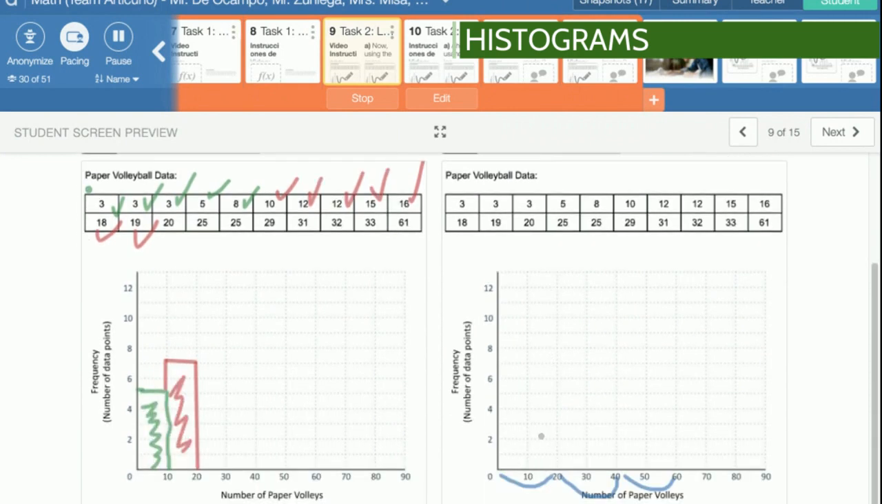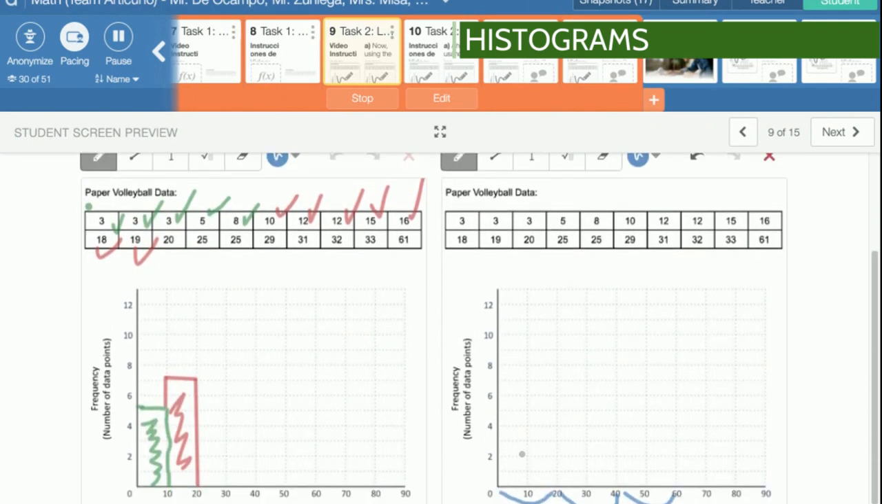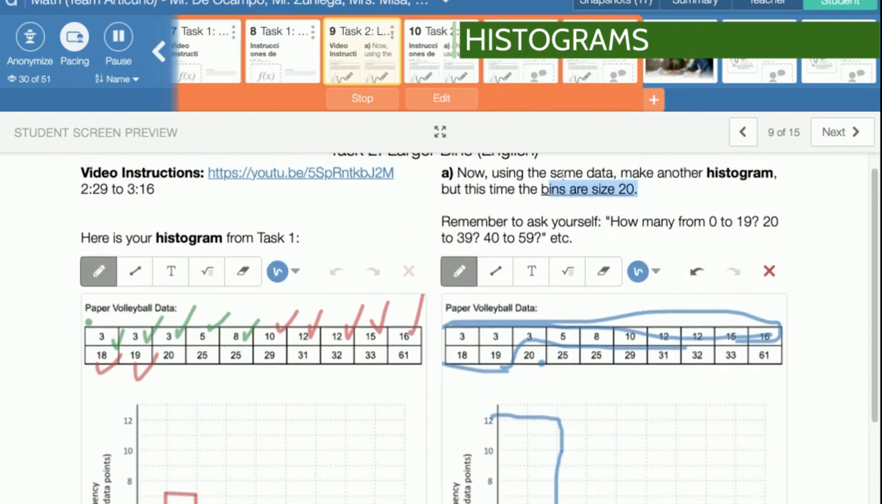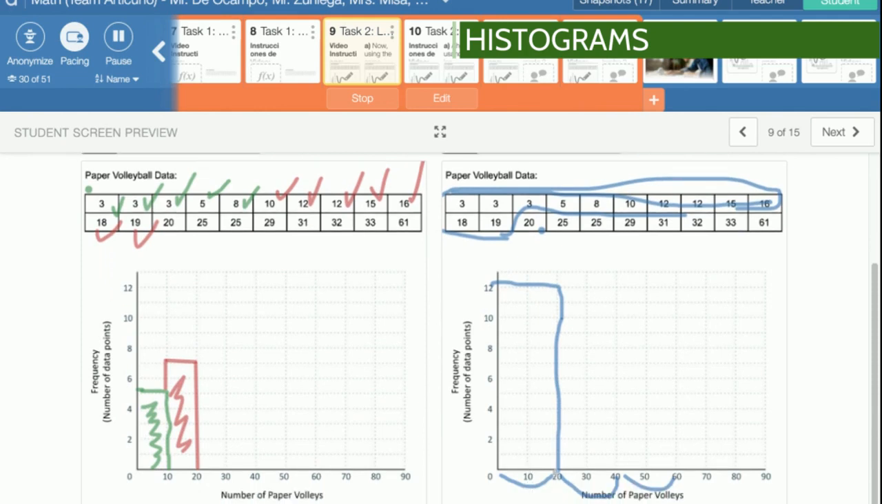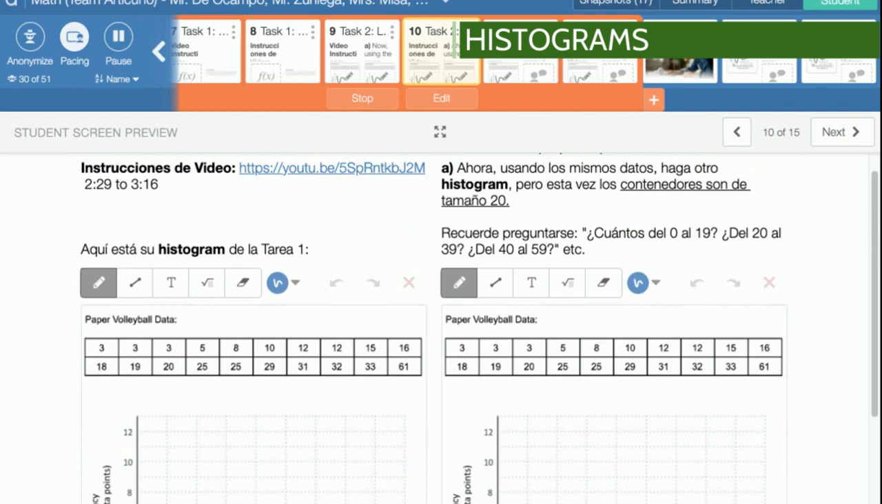So for example, how many people got 0 to under 20? 0 to under 20. Well, all of these numbers right here are 0 to under 20. Apologies for my messy writing there. 1, 2, 3, 4, 5, 6, 7, 8, 9, 10, 11, 12. 12 people got 0 to under 20. Okay. So I hope that makes sense that, you know, these are bins of 20. So that's why your bins are like that. All right. Let's take a look at the next page here. Next page is in Spanish.